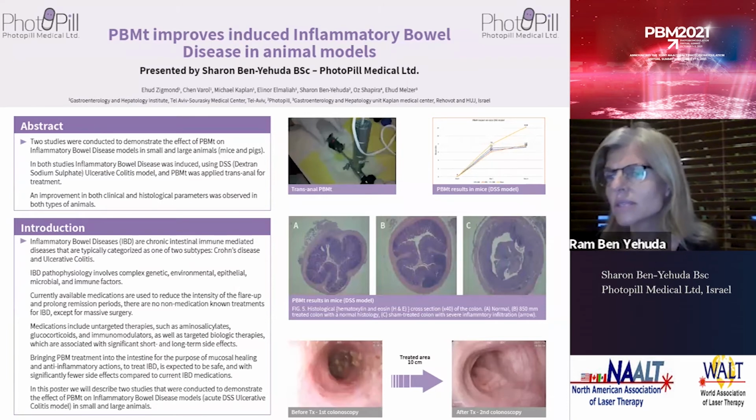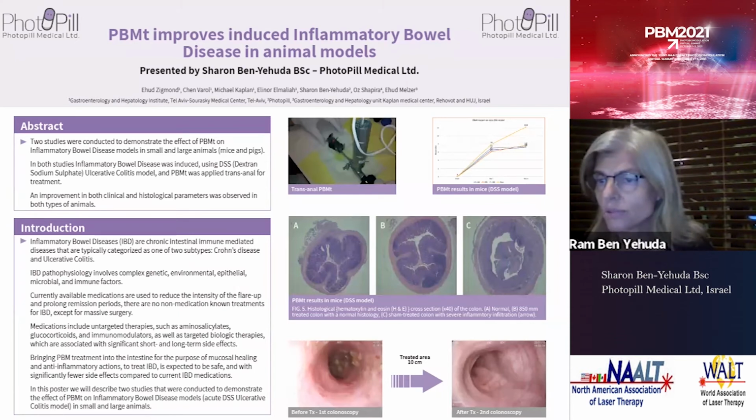Inflammatory bowel diseases, or IBD, are chronic intestinal immune-mediated diseases that are mostly Crohn's disease and ulcerative colitis. IBD pathophysiology involves genetic, environmental, epithelial, microbial, and immune factors. Currently available medications are used to reduce the intensity of the flare-up and prolong the remission periods between flare-ups. There are no non-medication treatments for IBD, and therefore PBMT is a very innovative treatment.